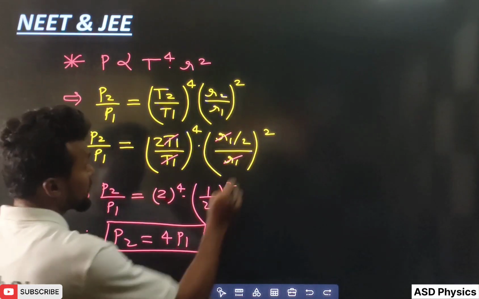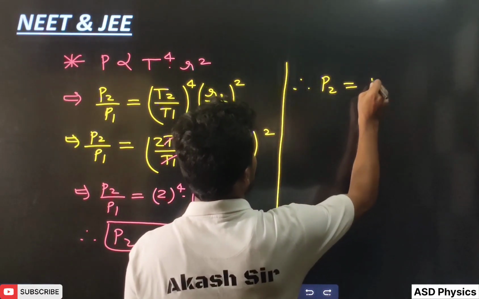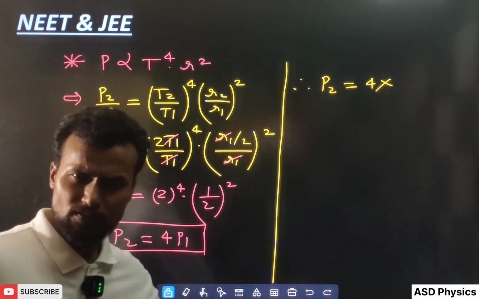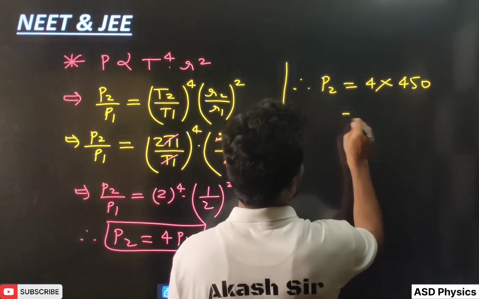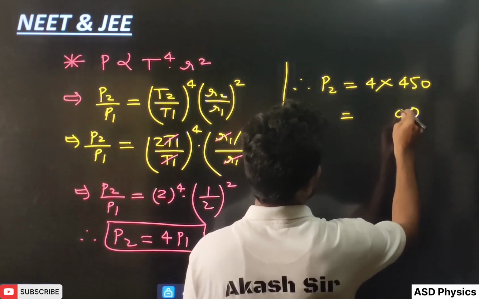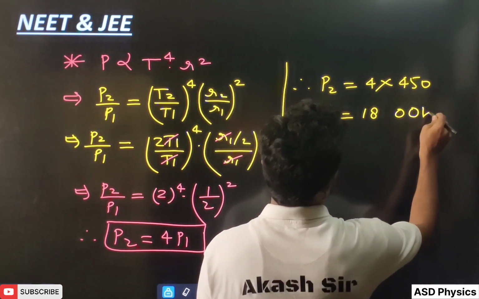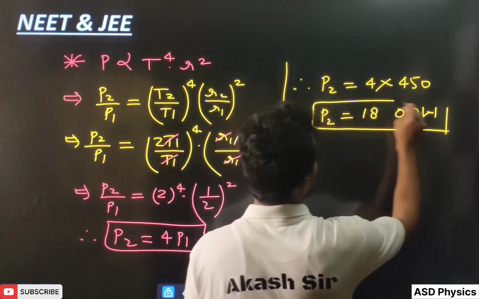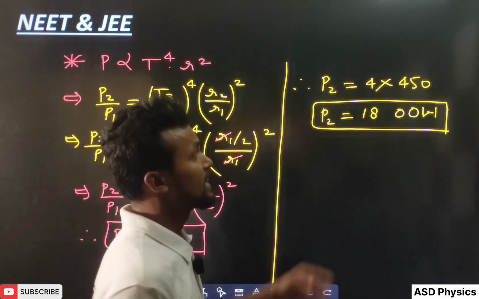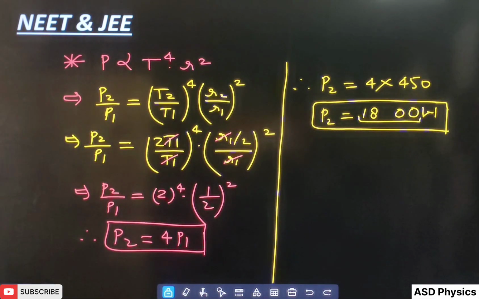Now we'll put the values here. P2 is 4 times P1, and P1 as we know from the question is 450 watt. So we simplify this: 4 times 450 is 1800 watt. That means the new power, the rate of energy emission, is coming 1800 watt. Kindly see very well, 1800 watt. Is it, students?